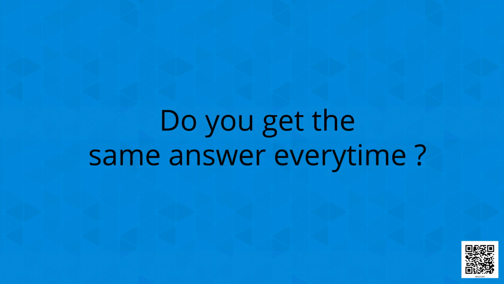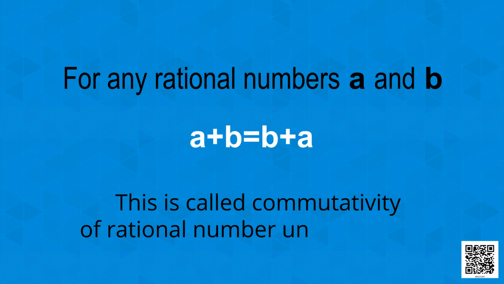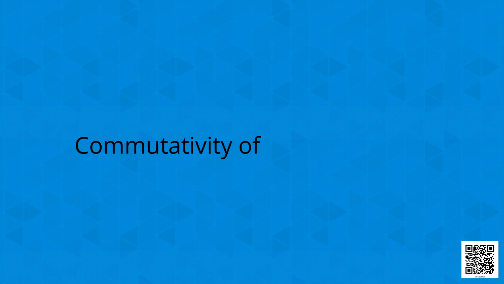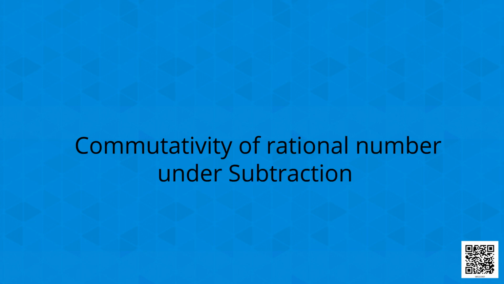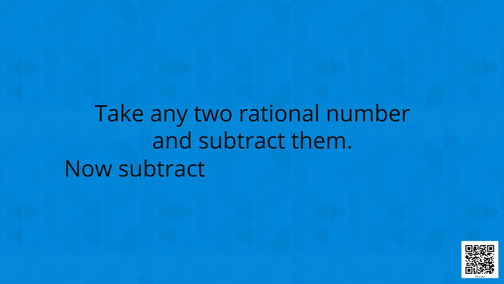If yes, then we can generalize that for any 2 rational numbers a and b, a plus b is equal to b plus a. This is called commutativity of rational numbers under addition. Now we will discuss commutativity of rational numbers under subtraction. Take any 2 rational numbers, subtract them. Now subtract them in the reverse order. So according to your observations, are rational numbers commutative under subtraction?